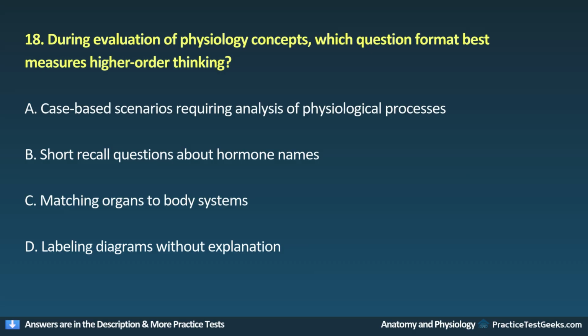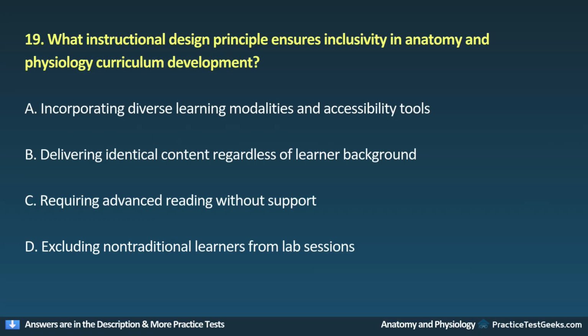18. During evaluation of physiology concepts, which question format best measures higher-order thinking? A. Case-based scenarios requiring analysis of physiological processes. B. Short recall questions about hormone names. C. Matching organs to body systems. D. Labeling diagrams without explanation.